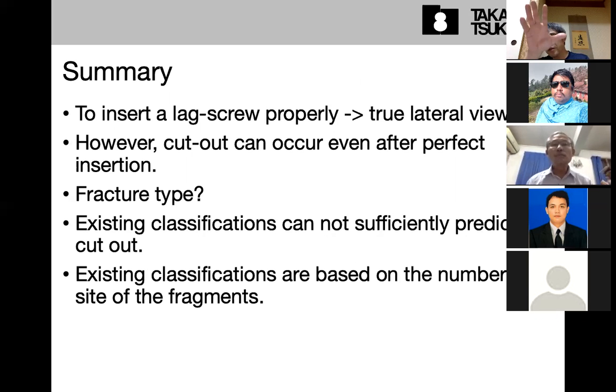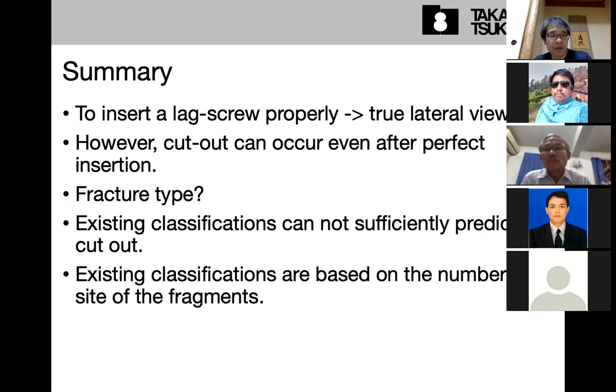For example, if a fragment includes only the femoral head, we call it a two-part fracture. There are three fragments: one is the proximal fragment, the femoral head, one other part is the shaft, and one other part is the greater trochanter. That is Jensen type 3, and so on. But maybe the location and the number of the fragments are not sufficient.